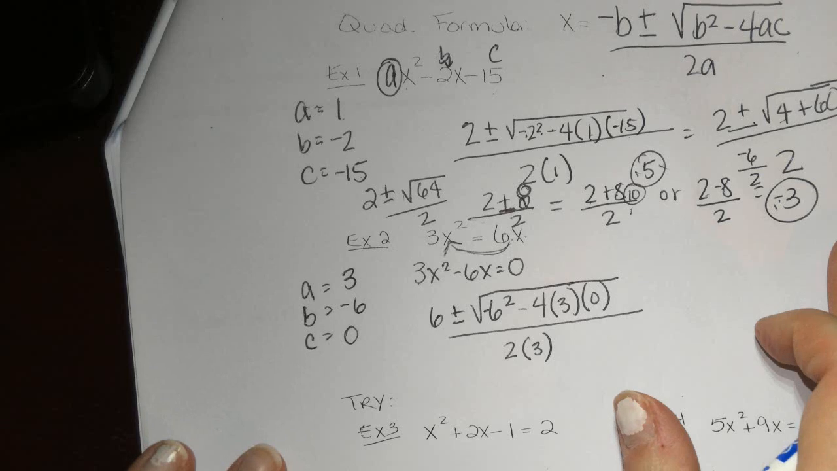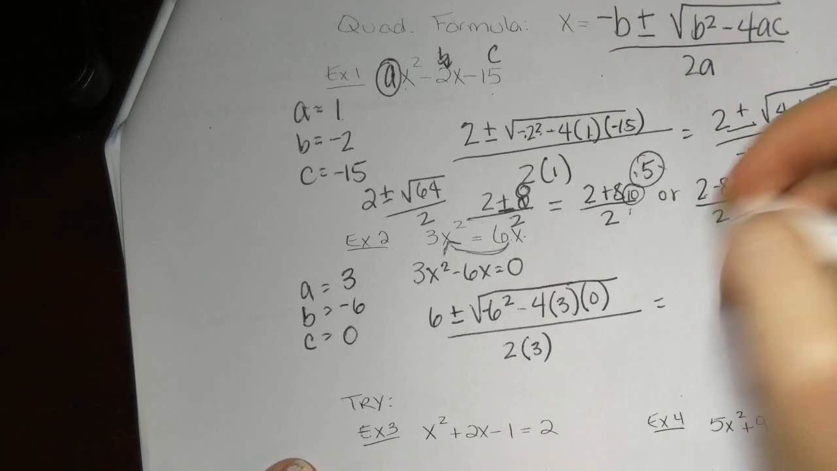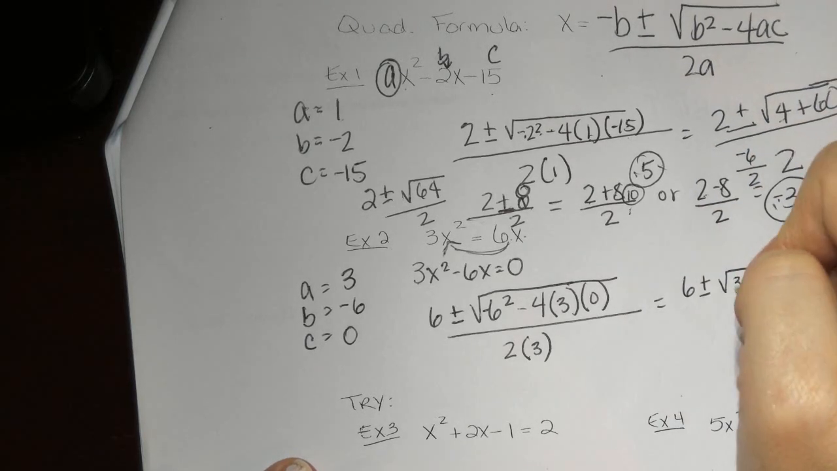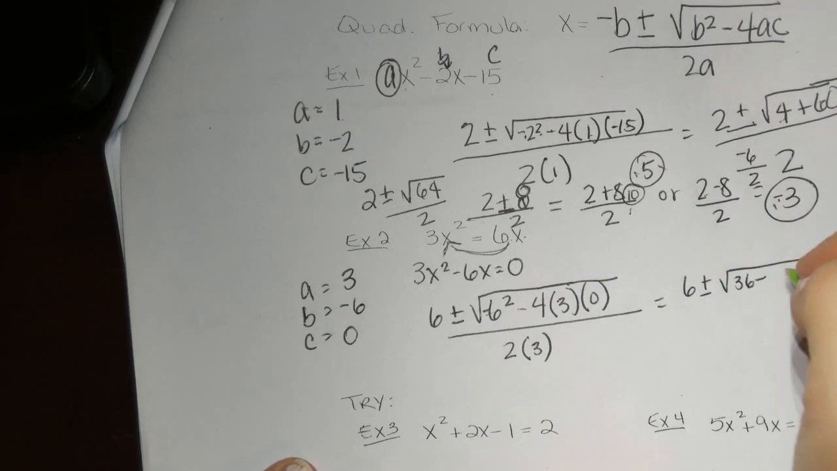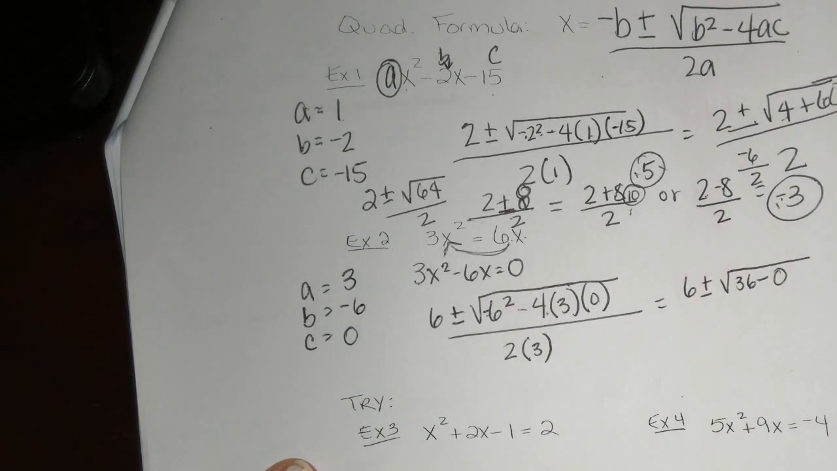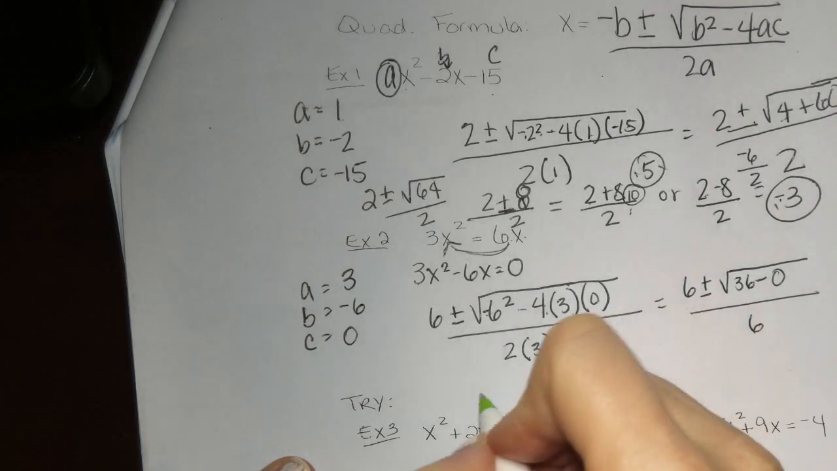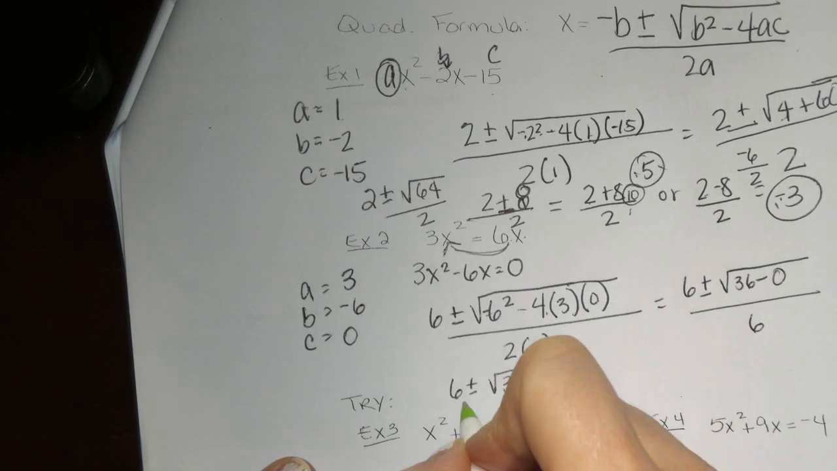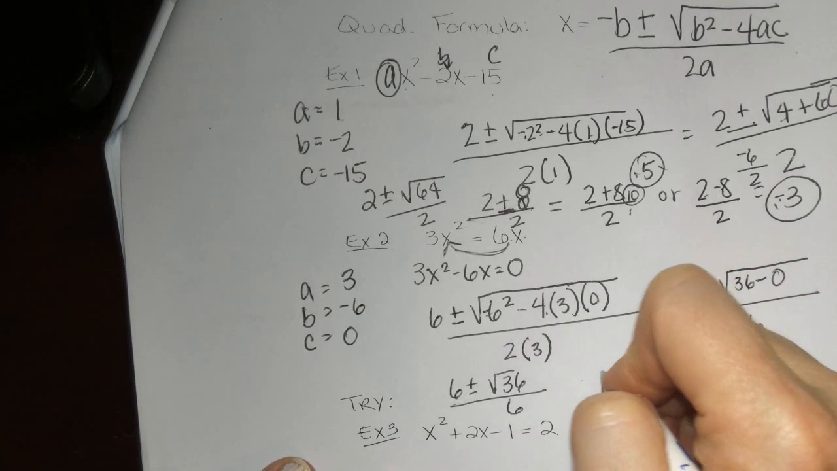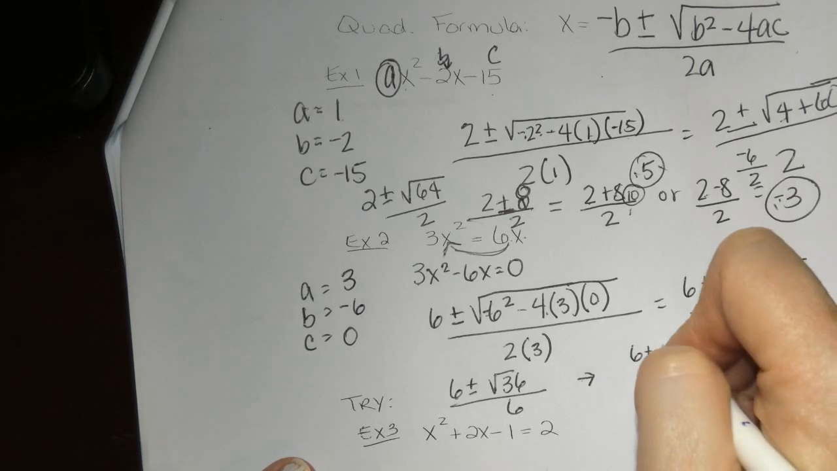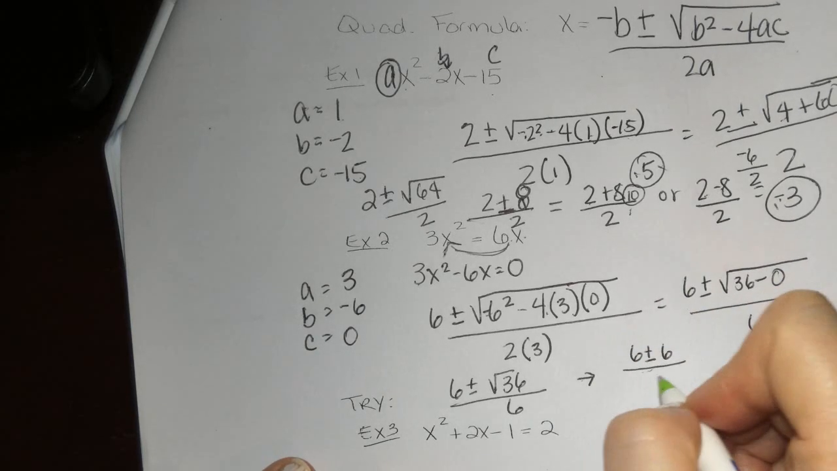Okay? So let's simplify that. 6 plus or minus the square root of 36 minus 4 times 3 times 0, all over 6. So we can simplify that again: 6 plus or minus the square root of 36 all over 6. And then simplify again would be 6 plus or minus 6, because that's the square root of 36, over 6.